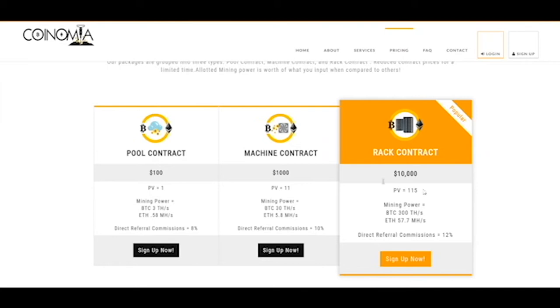But if you're like the rest of us, you're stuck with one of these three options. Let's go over what these mean and whether or not this is actually a good idea. They've got three options here: pool, machine, and rack. If you're mining Bitcoin, they're going to limit you to 3 terahashes per second. If you're mining Ethereum, 0.5 megahashes per second. That goes up by a power of 10 along with the price, or slightly less than a power of 10, 57.7. So each time you're paying 10 times as much and getting 10 times as much power.